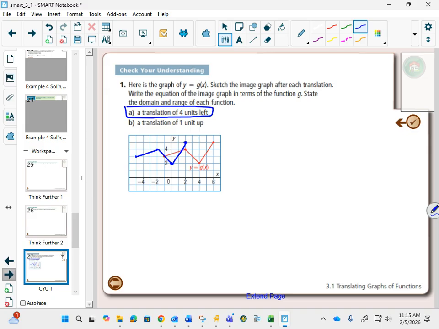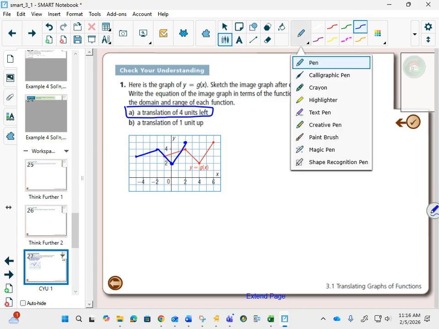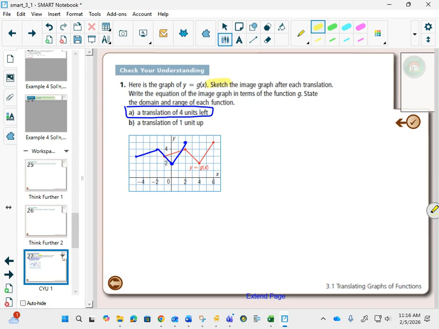Now, if you're a normal human being, once you do something, you feel like, oh, move on. And you'd probably jump to B right away and lose a lot of marks on this question because technically we only did this part, right? We've only completed the sketch. It says write the equation. We haven't done that yet.